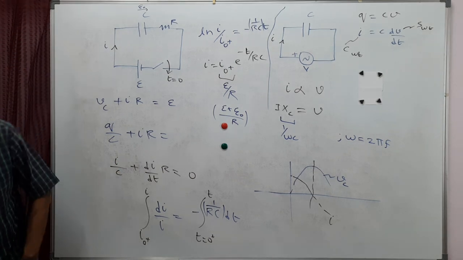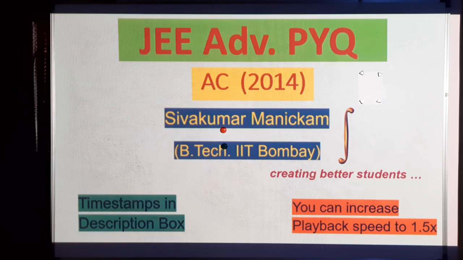With this understanding, we solve the JEE Advanced question. Timestamps are given in the description box. You can watch parts of the video if running short of time.